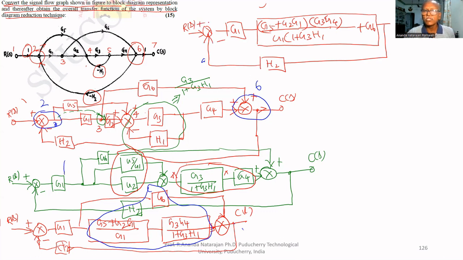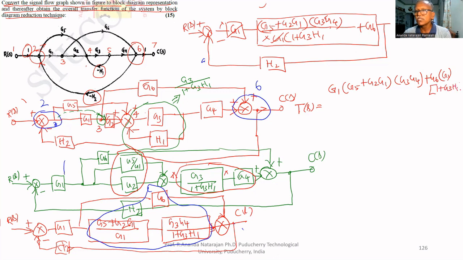Now we have to remove the H2 by using the 7th rule. What you will get is, now I am writing the numerator. Therefore, the transfer function P of S equal to numerator is G1 multiplied by G5 plus G2 G1 G3 G4 plus G6 multiplied by G1 multiplied by 1 plus G3 H1, divided by G1.